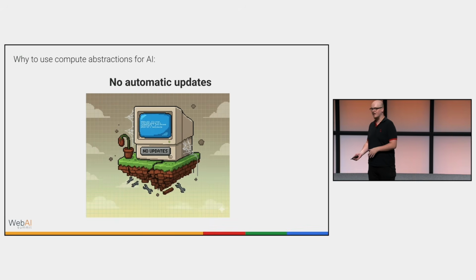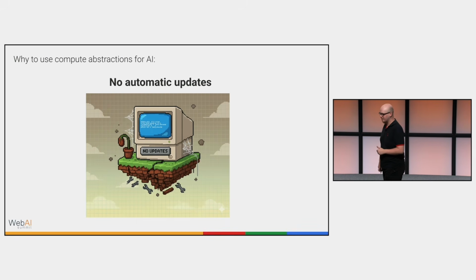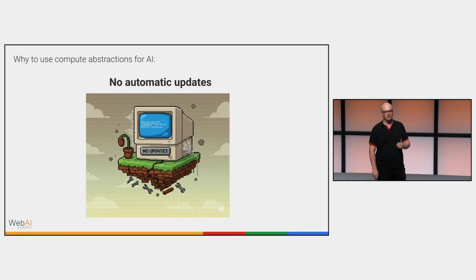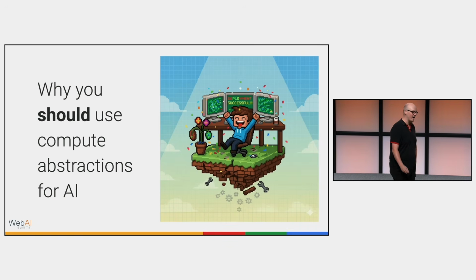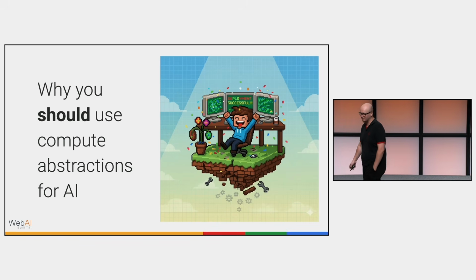With something like built-in AI APIs, the model itself will continue to improve and get better, and Chrome will handle all of those updates, which in an ideal case means that your application just gets smarter over time. Because you control your own destiny with compute abstractions, you're then also responsible for those updates. All right, now for the much more fun part, and the part they pay me for, is telling you why you should be using this stuff.